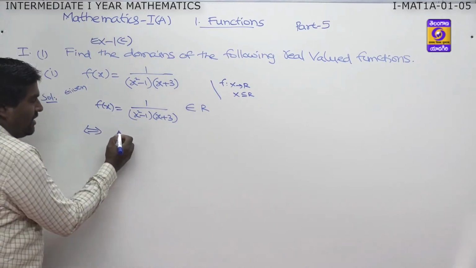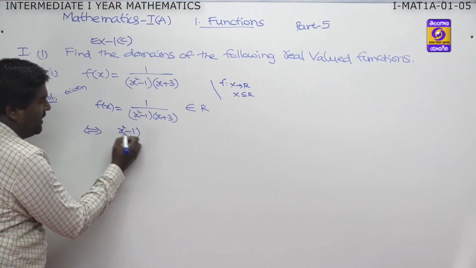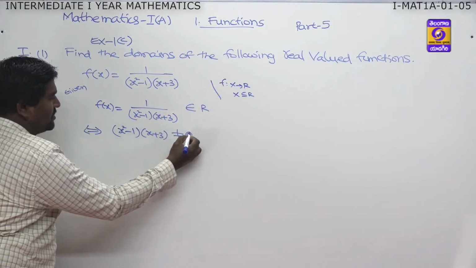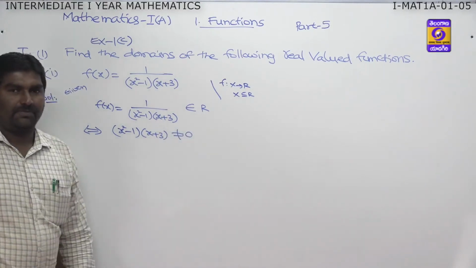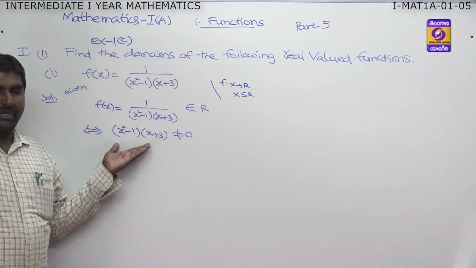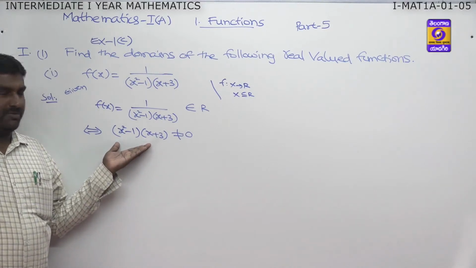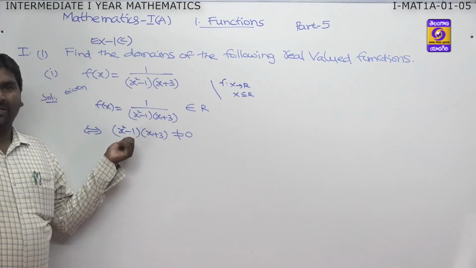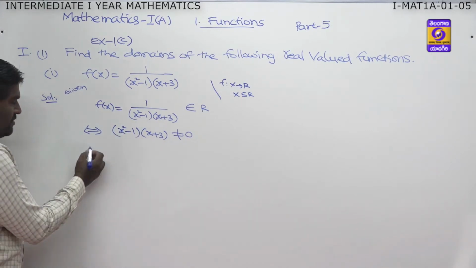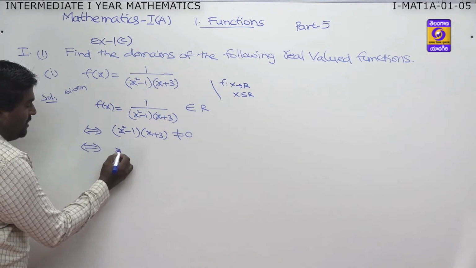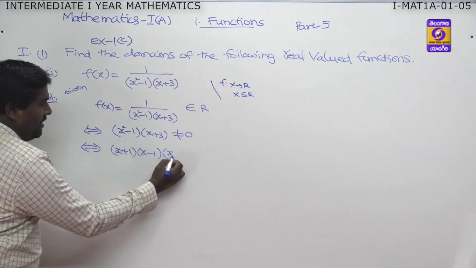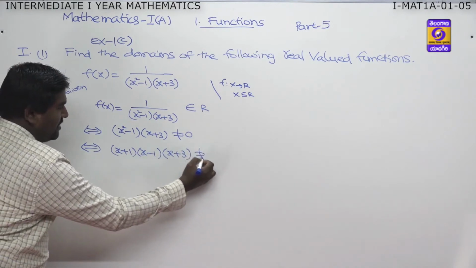దాన్నే గణిత భాషలో x square minus 1 into x plus 3 is not equals to 0. హారంలో ఉన్నటువంటి ప్రమేయము 0కు సమానం కాకూడదు. It is of the form a square minus b square. It is a plus b into a minus b. It implies and is implied by x plus 1 into x minus 1 into x plus 3 is not equals to 0.